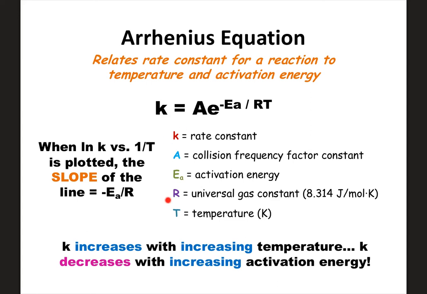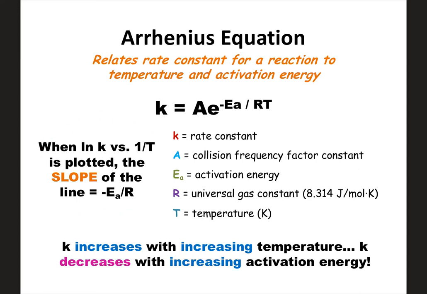So you can see here what all the letters mean. k is the rate constant. A is the collision frequency factor constant. Ea we know is the activation energy. R is the gas constant, but notice it's a different version, with different units, of the gas constant. And T is the temperature in Kelvin. So again, we should not need to memorize this equation. We don't even need to use this equation. This is the big takeaway here.